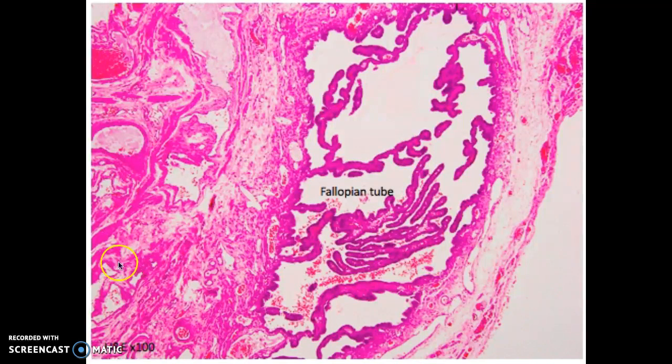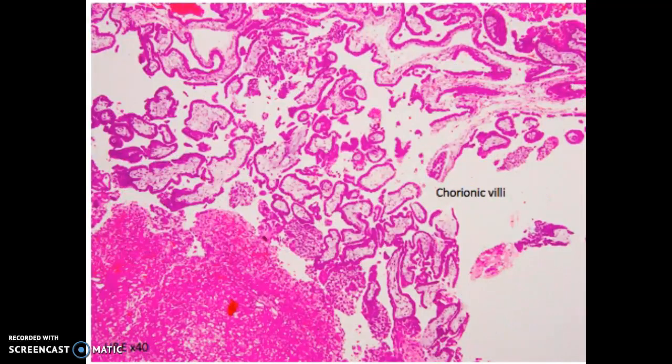And this is a higher power of the fallopian tube. If you recall, the fallopian tube is composed of ciliated columnar epithelium with intercalated cells lined by fibromuscular stroma. And this is a higher power view showing the chorionic villi in close proximity with the ovarian stroma and the fallopian tube, and the ovary located here.